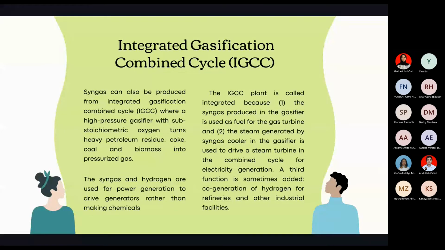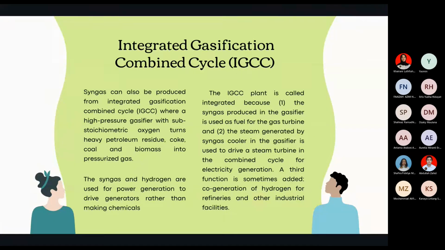Next, we have the integrated gasification combined cycle or IGCC, where, as mentioned, syngas can also be produced. A high-pressure gasifier with sub-stoichiometric oxygen turns heavy petroleum residue, coal, and biomass into pressurized gas. The syngas and hydrogen are used for power generation to drive generators rather than making chemicals.